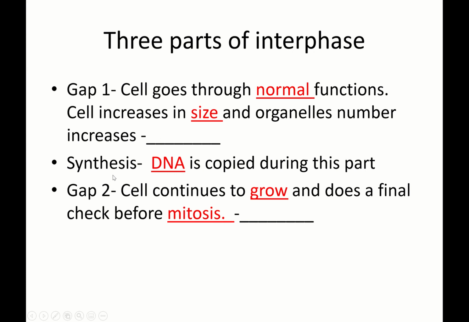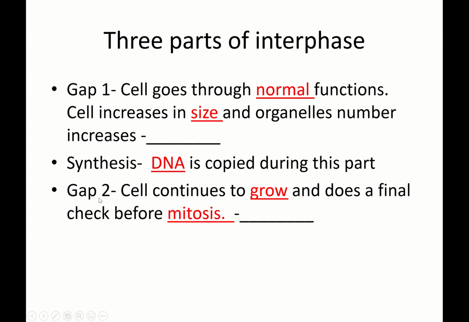So in the synthesis stage, what are we making? Well, we're making more DNA. The DNA gets copied, so we're making more. In photosynthesis, we made food from sunlight. The word synthesis is just to make something.